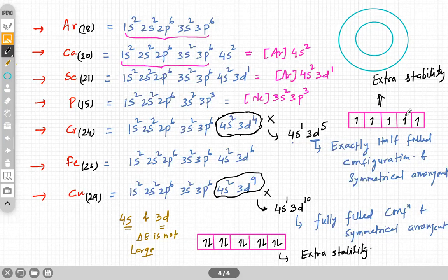Like this, we won't say that fully filled and half-filled configurations simply have lesser energy. Overall, the energy decreases and stability increases.